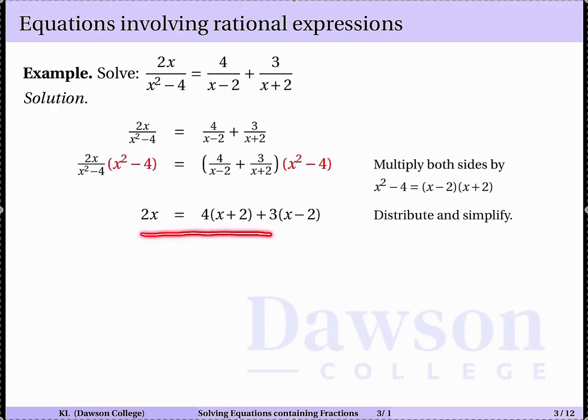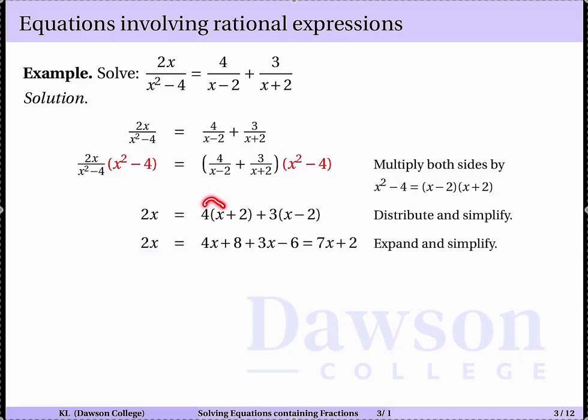So from here, we'll just simplify everything. We will have 2x. This one we distribute so that we will have 4x plus 8. This one will distribute also so that we will have 3x minus 6. And if we simplify this expression, we have 7x plus 2.